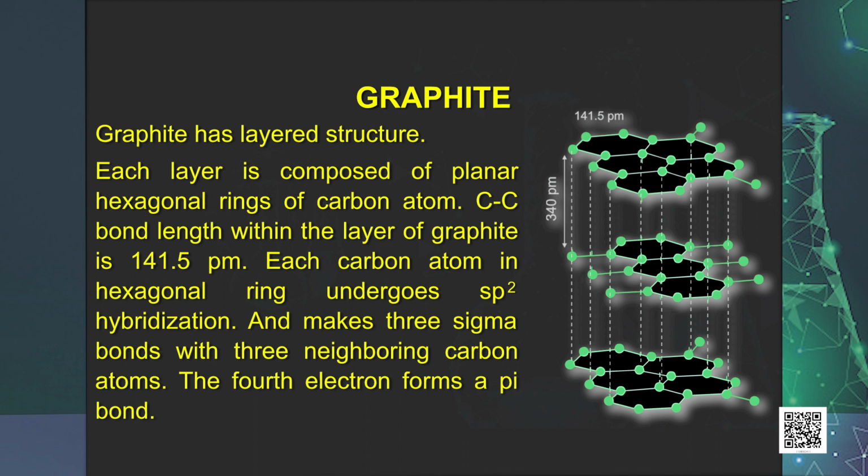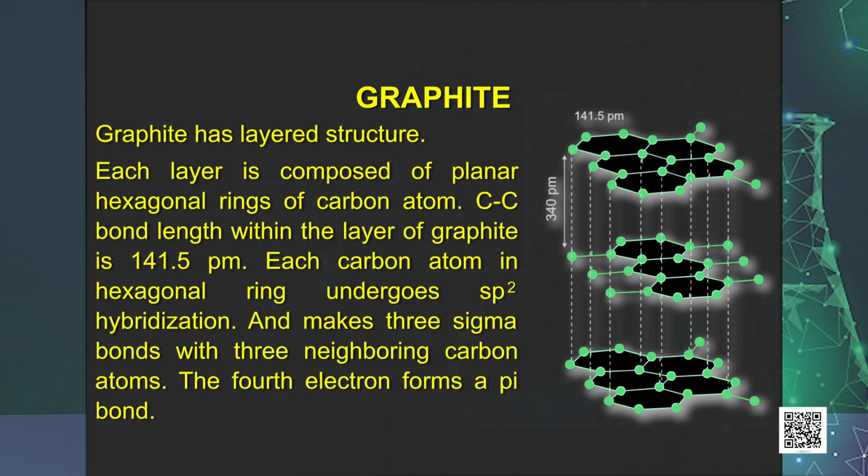Graphite has a layered structure as shown on your screen. Individual layers of graphite are known as graphene, which are held by van der Waals forces, and the distance observed between two layers is 340 picometers. Each layer is composed of planar hexagonal rings of carbon atoms. Carbon-carbon bond length within the layer of graphite is 141.5 picometers.